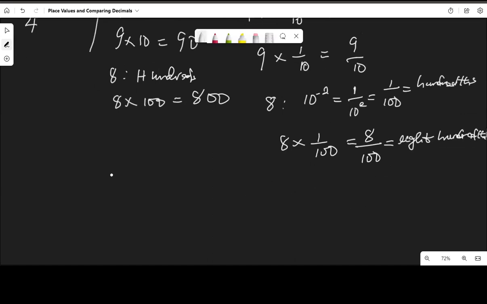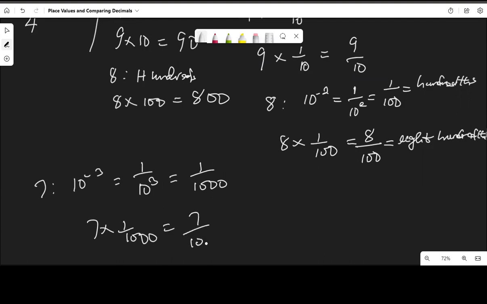Then lastly, what's the last digit? 7. The place value of 7 is 10 to the power negative 3, which is 1 over 10 to the power 3. That is 1 over 1000. And 7 times that is 7 over 1000, which is 7 thousandths. So the place value of 7 in words is thousandths. In number it is 7 over 1000. So it goes like that. So that brings us to the end of this class.